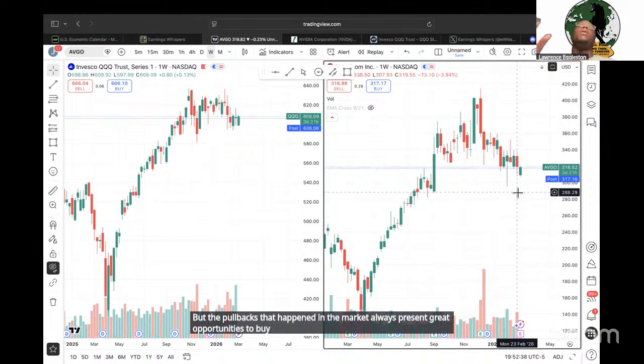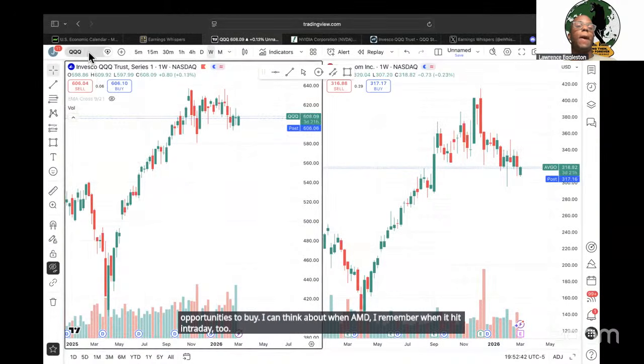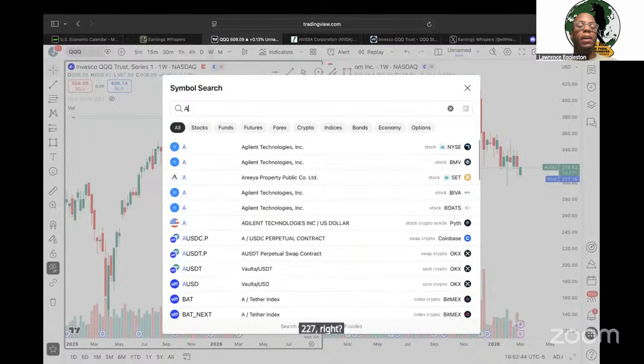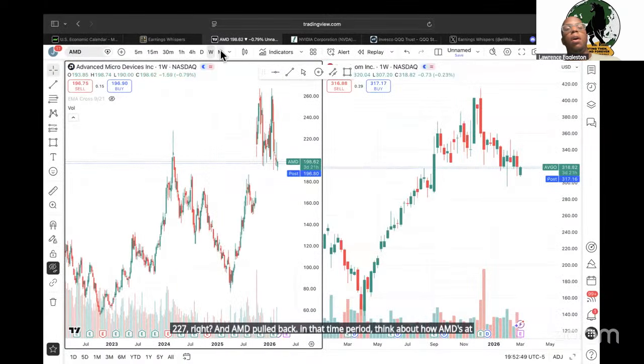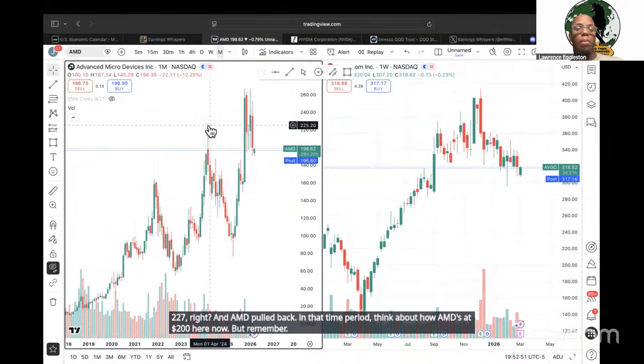I can think about when AMD hit intraday 227, right? And AMD pulled back in that time period. Think about how AMD is at $200 now. But remember, there was a point in time where AMD hit this 227. Like I said, you need to know these numbers like that. Notice AMD's chart wasn't pulled up, but because I traded it and studied it, I know it now.